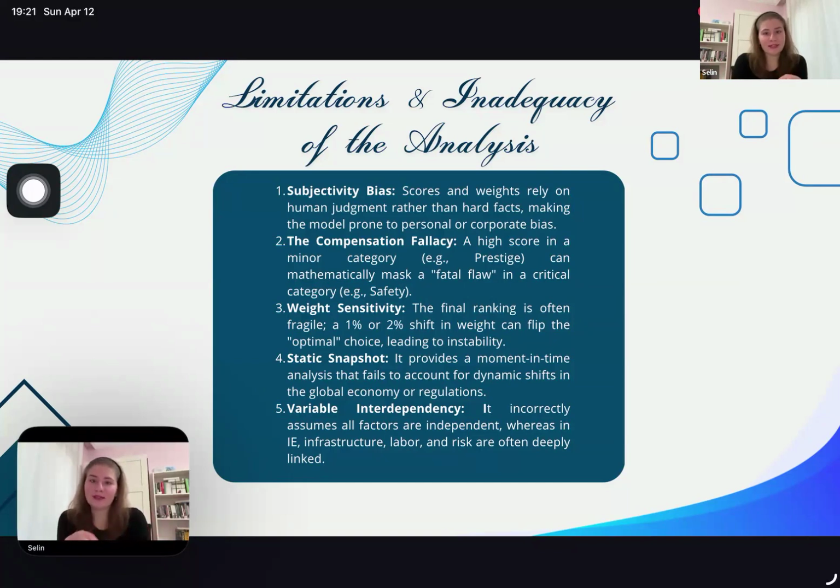Third one is weight sensitivity. The final ranking is often fragile. A really small shift in weight can flip the optimal choice, leading to instability. Fourth one is static snapshot, which means that this analysis fails to account for dynamic shifts in the global economy or regulations. Fifth and the last one is variable interdependency. It incorrectly assumes that all factors are independent, whereas in real life industrial engineering problems, all these factors are often deeply linked.